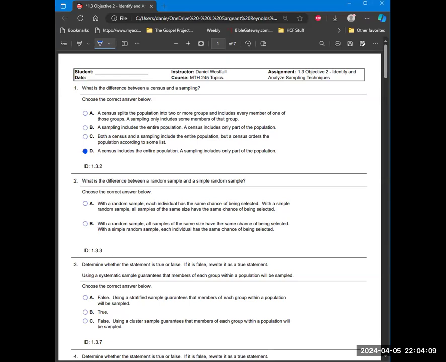Next question, what is the difference between a random sample and a simple random sample? With a random sample, each individual has the same chance of being selected. With a simple random sample, all samples of the same size have the same chance of being selected. A.